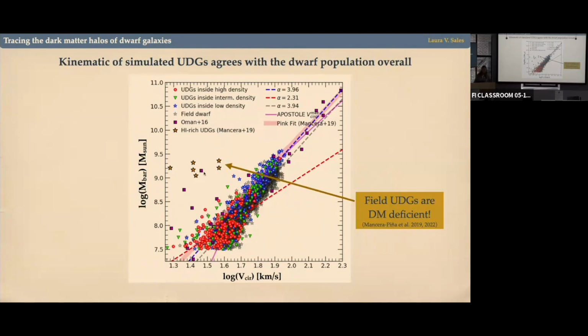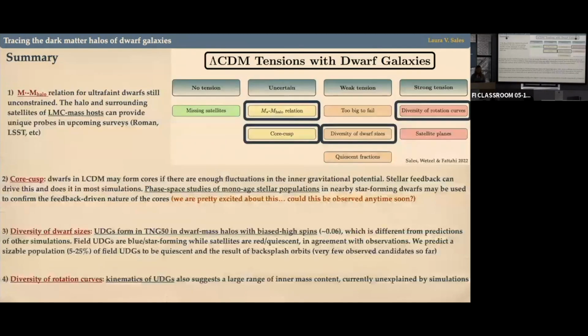So that is, in a way, this diversity of rotation curves, right? Similar luminosity, completely different kinematics. And I don't have an answer for this, but I just thought it's an interesting problem to bring up. And with this, I will just leave up my conclusions and take your questions.